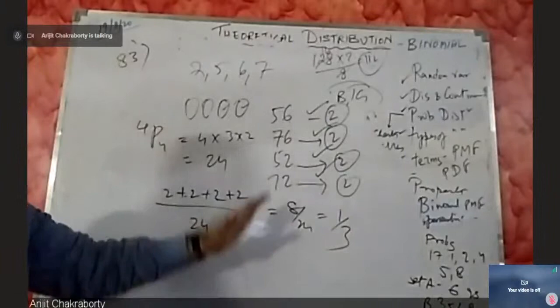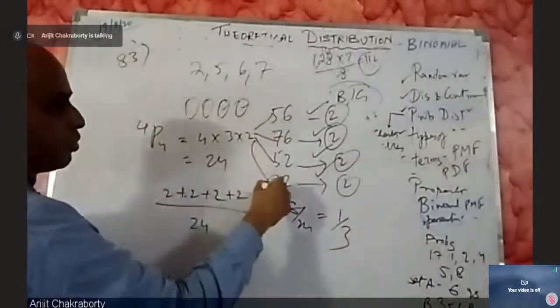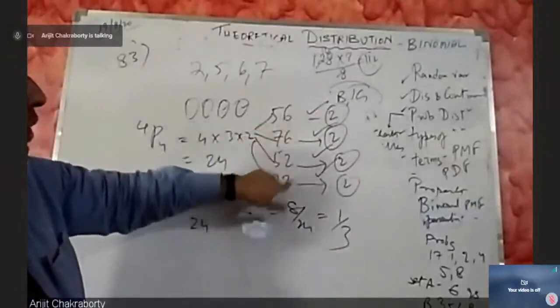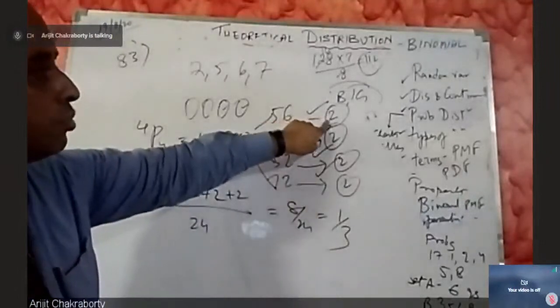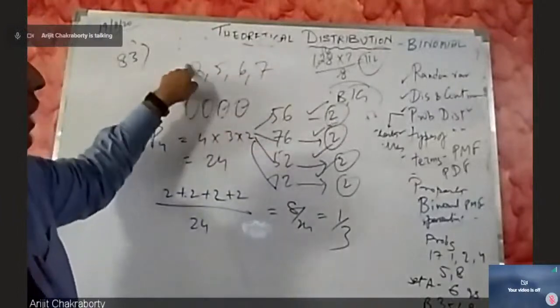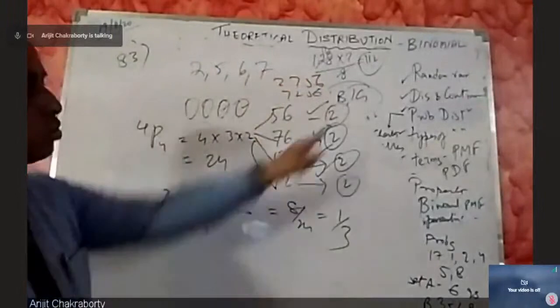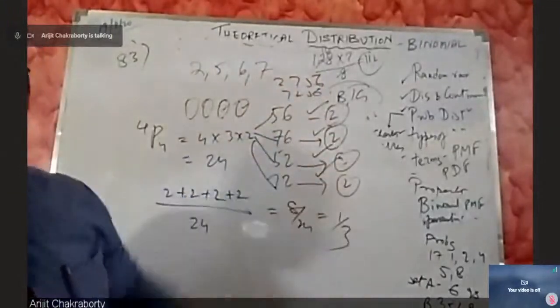So for each of these, all are possible options: 1, 2, 3, 4. And for each of these, there will be a permutation of 2. If you keep 5, 6 here, that means it will be either 2, 7, 5, 6 or it will be 7, 2, 5, 6. So 2 possibilities. Right? So this is a question.